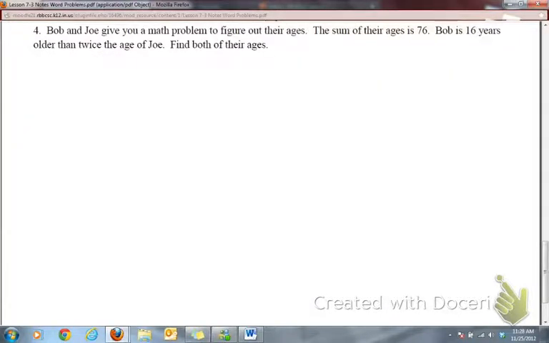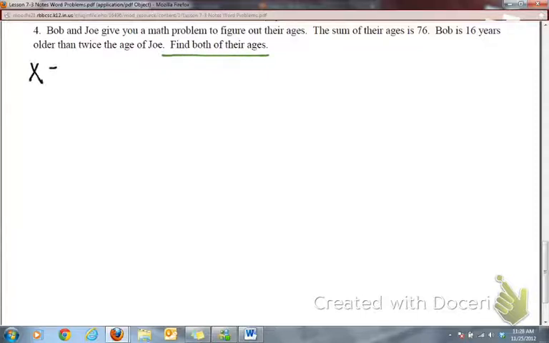Bob and Joe, they're so clever. They give you a math problem to figure out their ages. The sum of their ages is 76, and then Bob is 16 years older than twice the age of Joe. And we want to find both of their ages. So right there, what it asks me to find, that's my variables. Find both of their ages.